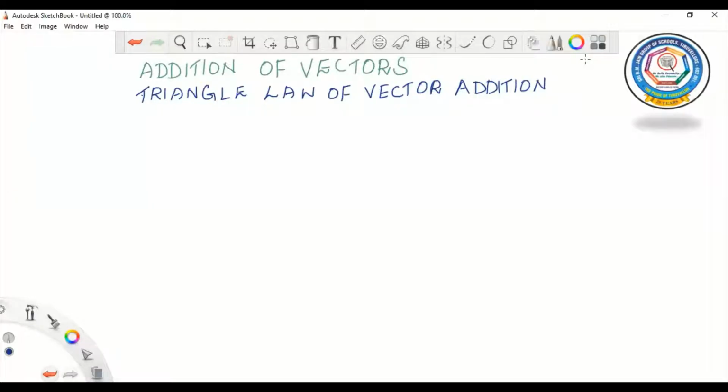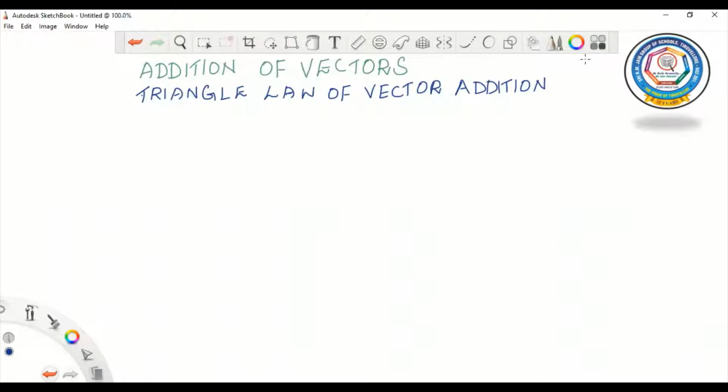Today, we are going to discuss addition of vectors. Actually, we know that vector quantities have both magnitude and direction. So, as vector quantities have both magnitude and direction, they cannot be added by using ordinary rules of algebra. Vectors can be added geometrically. Actually, we have three laws of vector addition.